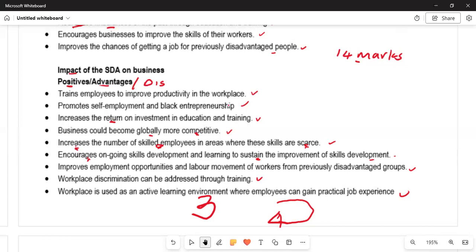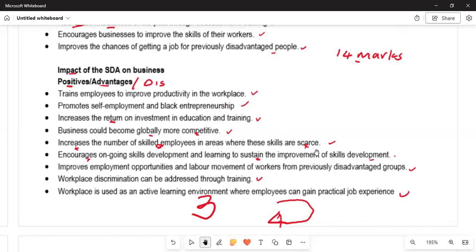Workplace discrimination can be addressed through training. Those people who were previously disadvantaged are now skillful. So it simply means that discrimination will be totally avoided. That is very important in this act. Discrimination will be totally avoided because these people will now have the necessary training.